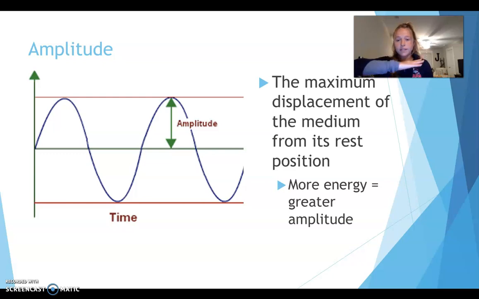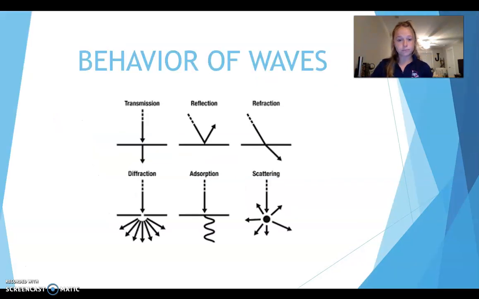So you have to think it's from the middle up to the top of the wave. So it's the displacement of the medium from its rest point. If water was completely flat, you would start there, and then as it waves up, you would go to the top of that crest and measure it. So that is what amplitude is.